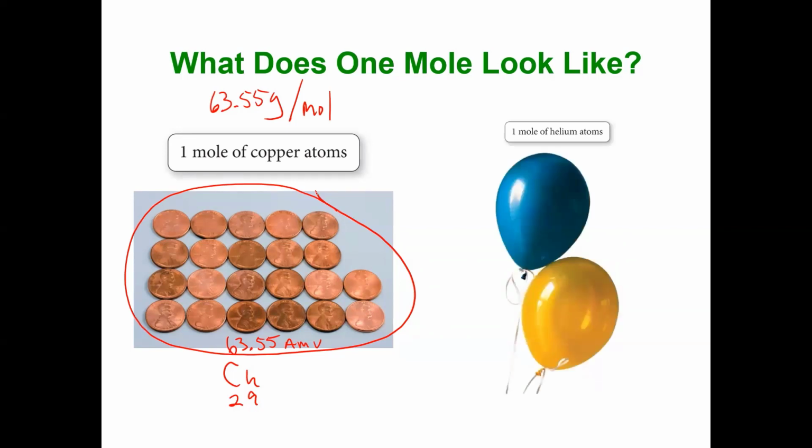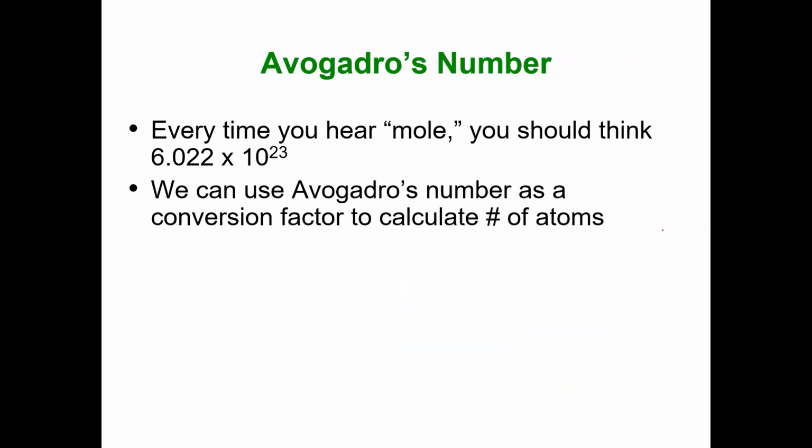So 1 mole of helium, 4 grams per mole. Now it's a gas, so it expands and takes up more volume, but I think you get the idea. So every time you hear a mole, you need to think of 6.022 times 10 to the 23rd. And every time you need to figure out how much it weighs, you should look at the periodic table and look at that average atomic mass and convert the units from AMU to grams.